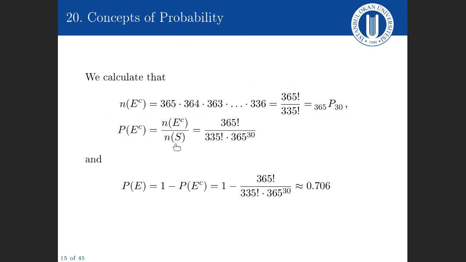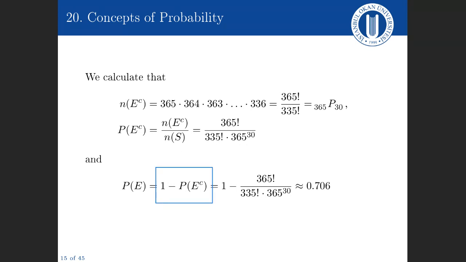What is the probability of E complement? It's the number of elements in E complement divided by the number of elements in the sample space. So 365 factorial divided by 335 factorial, multiplied by 365 to the power of 30. And then the probability that we want is 1 minus this.